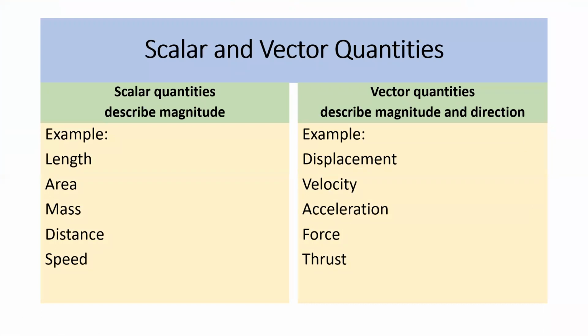From kinematics, you have to study about scalar and vector quantities. I have already described what scalar and vector quantities are. Scalar quantities only describe the magnitude, and vector quantities describe the magnitude and direction. Examples of scalars: length, area, mass, distance, and speed. Examples of vectors: displacement, velocity, acceleration, force, and thrust.